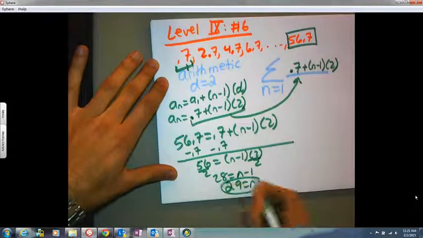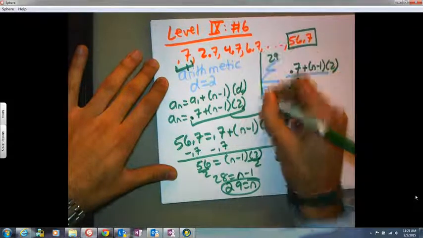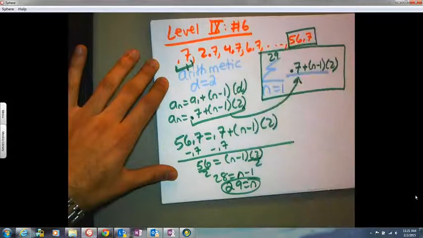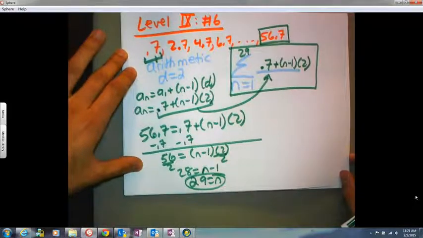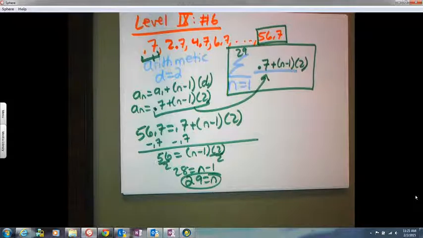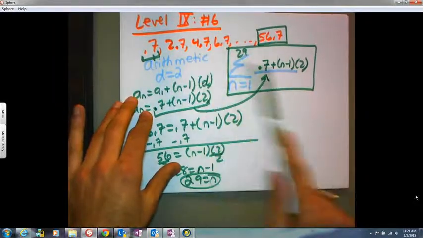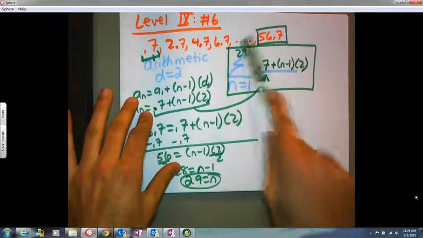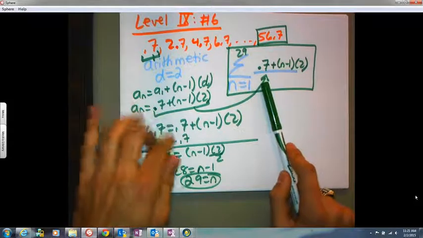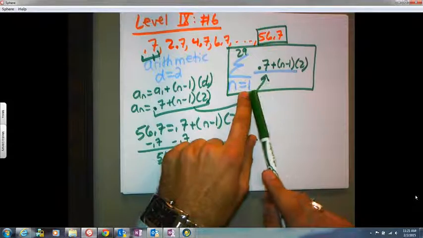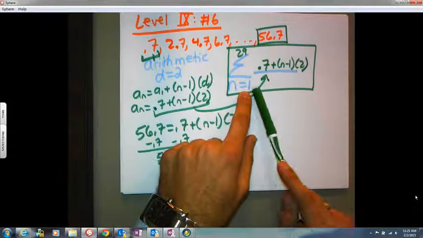So here's the answer to part 1. And then part 2 says just evaluate the sum. In other words, evaluate this. Remember, this statement right here says the same thing as this. This is just saying find the sum of every term from term 1 to term 29 of this sequence right here.